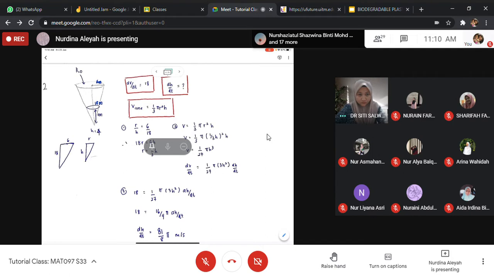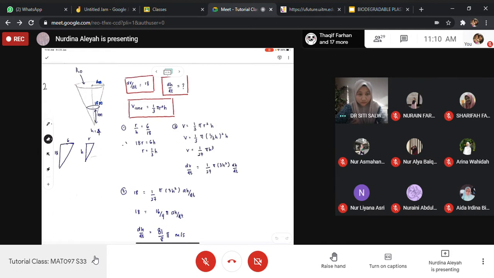Okay, and then dia tanya how fast is the water level rises when the water in the tank at 4 meter. So maksudnya kita nak cari height. How fast is the water level rises when the water in the tank at 4 meter means dH over dt. Okay, and then that is the keyword lah. And then saya ada lukis dekat sini, and then keluarkan all the information given.